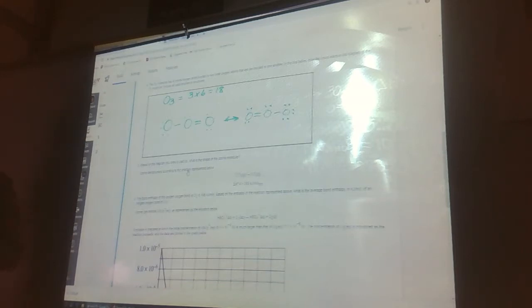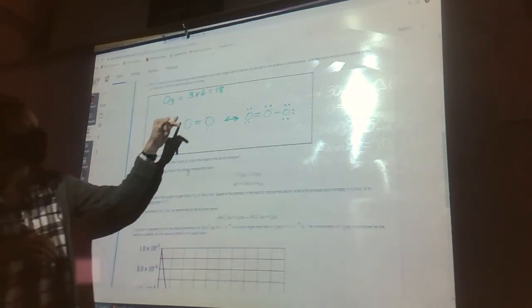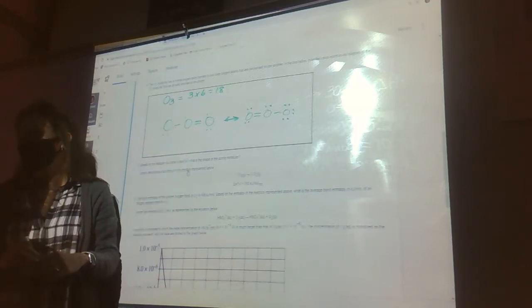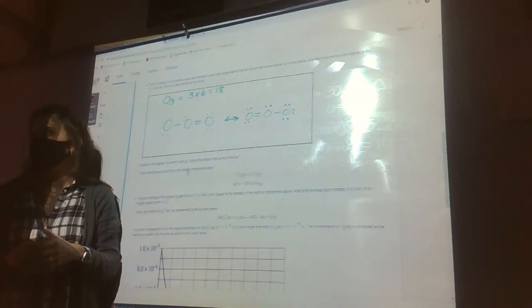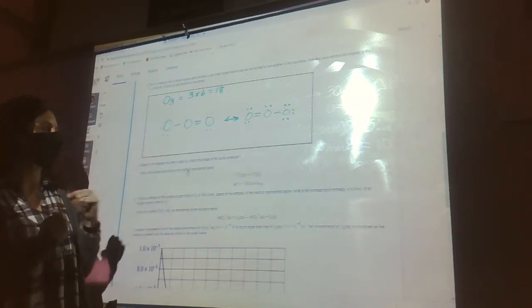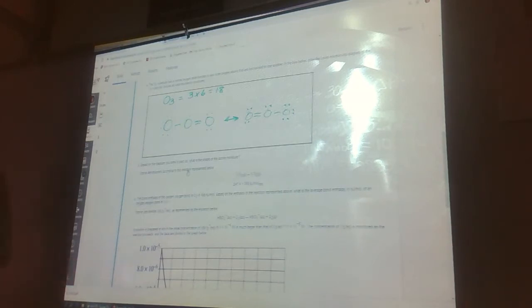Okay. The next part is B. Based on the diagram you drew in part A, what is the shape of the ozone molecule? 1 lone pair and 2 atoms bonded. What shape is that? Bent. Right? 1 lone pair, 2 things bonded. Bent. Okay, then part C is admittedly tricky.